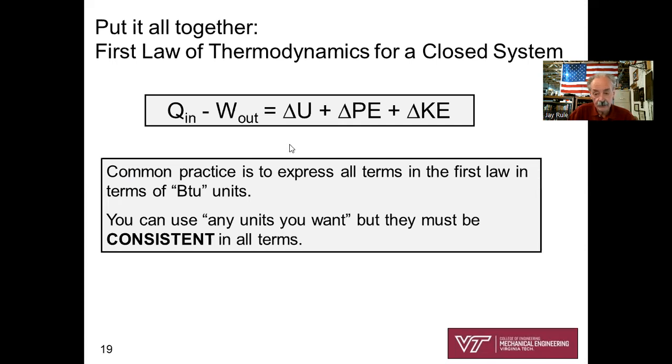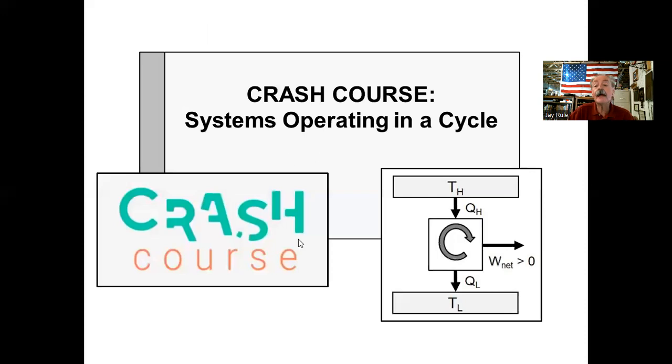And of course, I'm saying this because everything in the equation must have the same units. Units must be consistent throughout from left-hand side to right-hand side. Units must be consistent. That's Common Sense 101. All right, so now for the crash course: systems operating in a cycle.